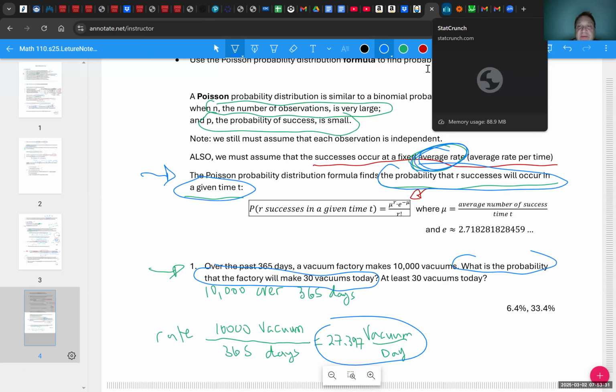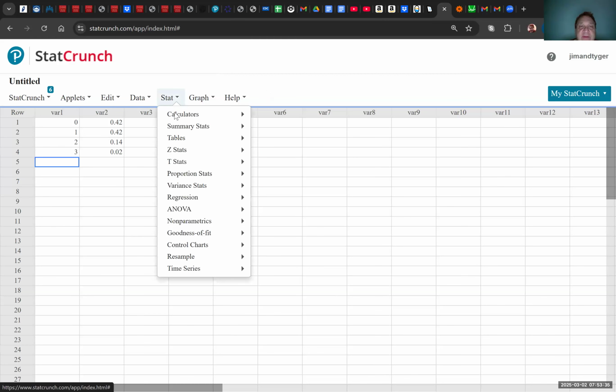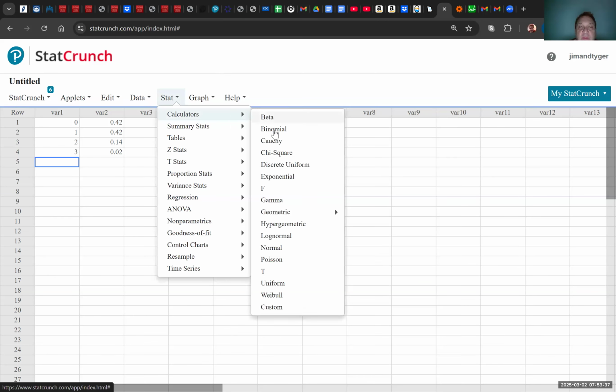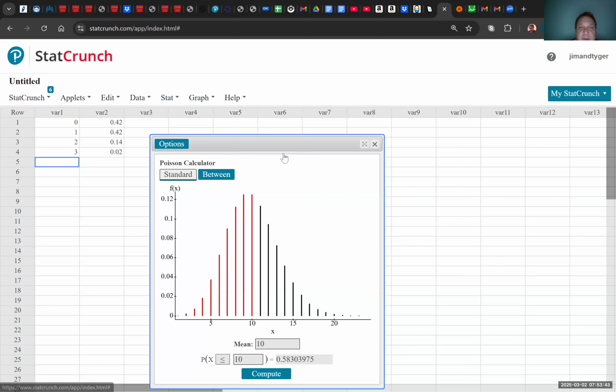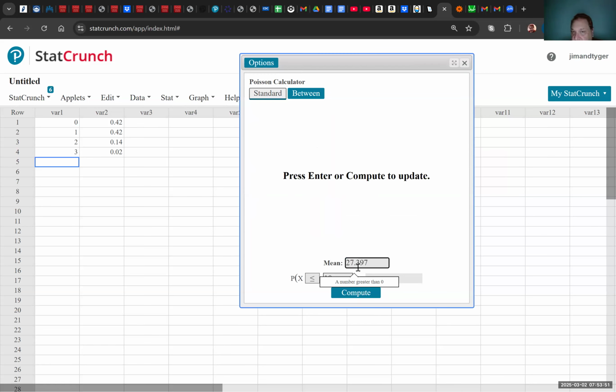So back to StatCrunch, go to my stat calculators, and go down to where the P's are. Poisson calculator right here. I have to know the average. The mean is the average. So let's see, yeah, there it is. 27.397 was the average. And we're trying to find the probability that we have.